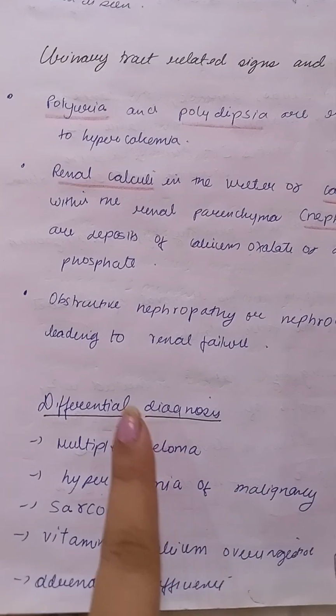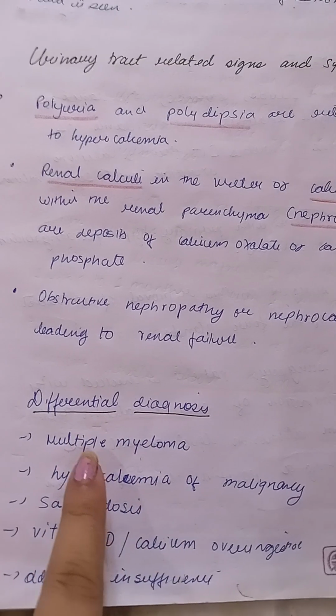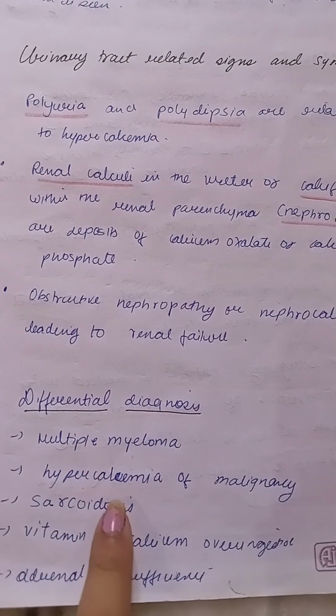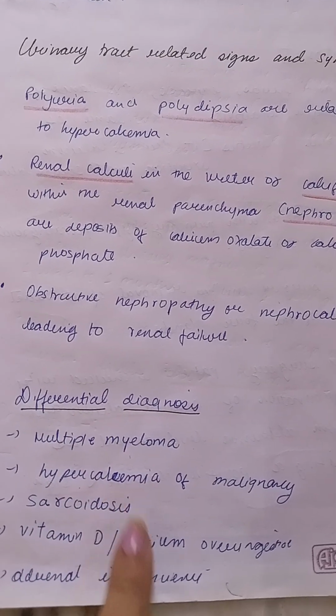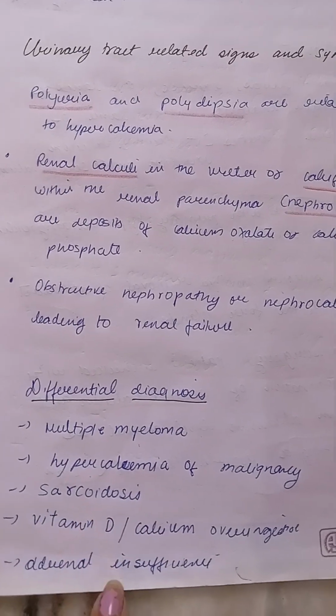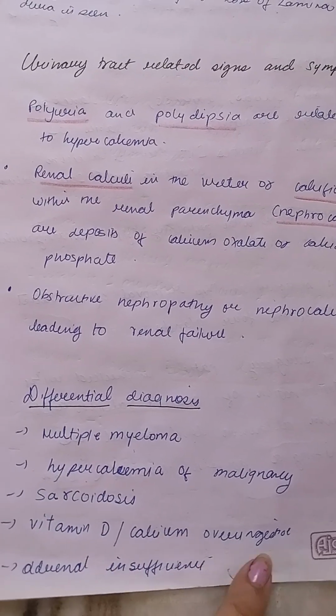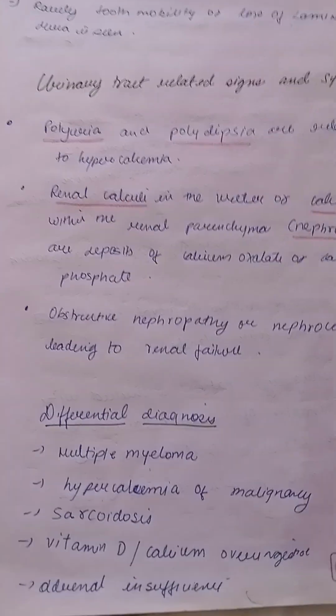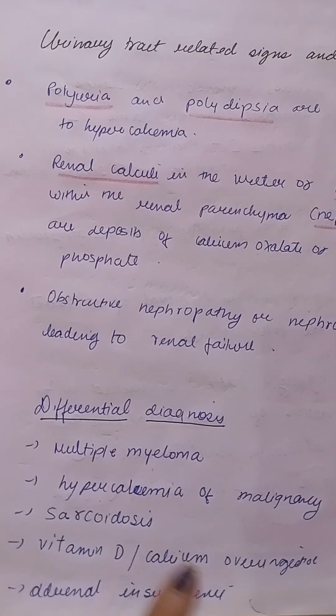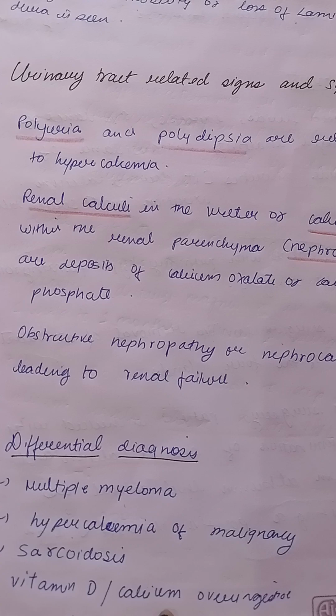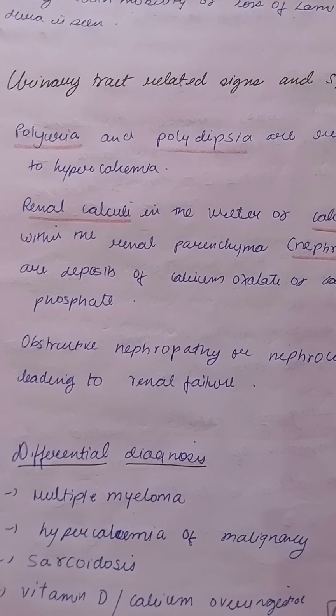Now, coming to differential diagnosis. First is multiple myeloma, then hypercalcemia of malignancy, sarcoidosis, vitamin D or calcium over-ingestion, excess intake of vitamin D and calcium, and adrenal insufficiency. Third is adrenal insufficiency.